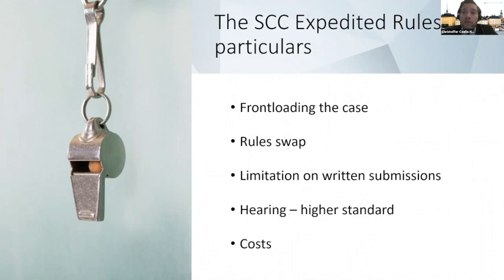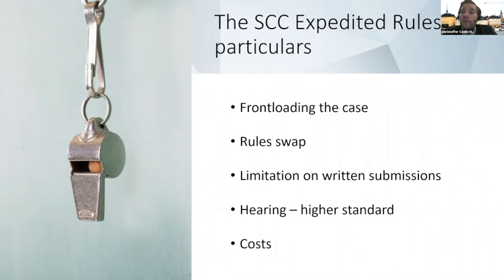Something about hearings under the expedited rules. The standard for the arbitrator deciding that a hearing shall be held in an expedited case is actually higher than under the arbitration rules. Usually a hearing will only be held at the request of a party, and if the arbitrator finds that the reasons for holding a hearing are compelling. With that being said, we can see that in many expedited cases, hearings are actually held in order to collect oral evidence brought by the parties.